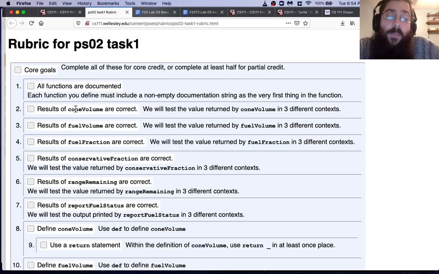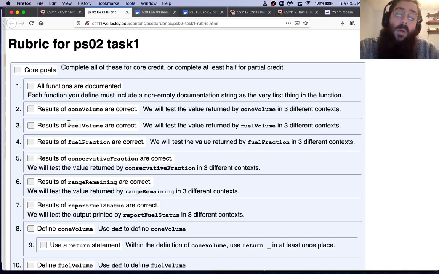Core goal number 2, the results of cone volume should be correct, and we'll test this in 3 different contexts. We don't tell you what those contexts are. Some of those may be the same as the example test we've given you. Some of those may be different. Typically, the core goal tests are the same as tests we've already given you, or very similar, and the extra goal tests may test a few other cases that you'll only think about if you actually think about what the possibilities are for the function.